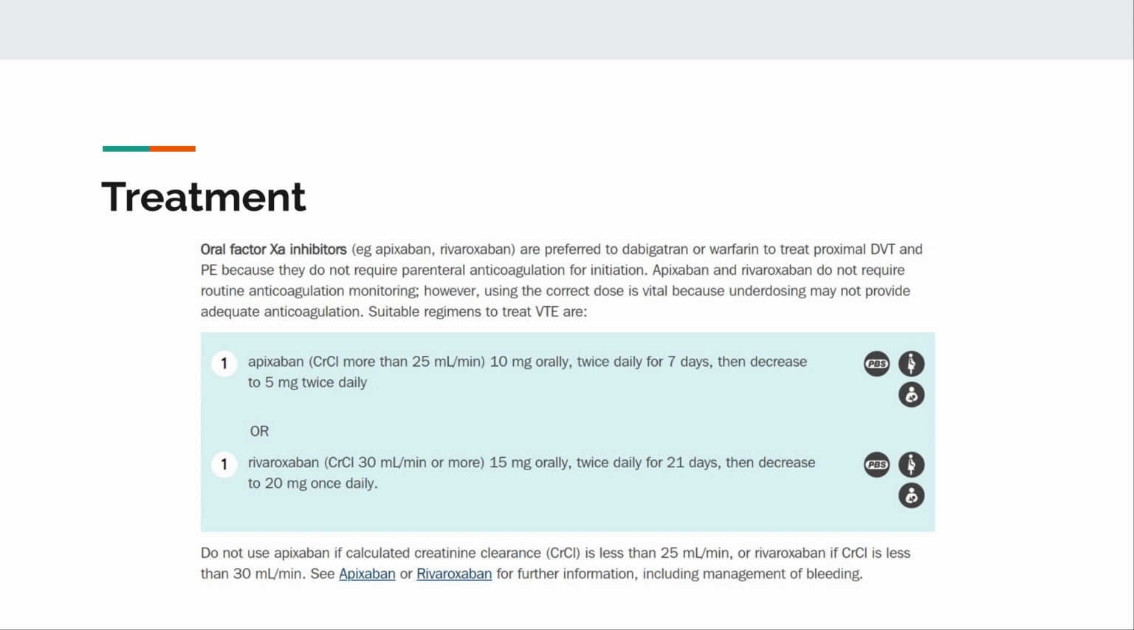Apixaban can be used with a worse renal function than rivaroxaban, and dabigatran is kind of just falling out of favor. So you only have 2 choices: apixaban, rivaroxaban. Apixaban can be used with worse kidney function, but it's 2 tablets a day, whereas rivaroxaban can be 1 tablet a day.